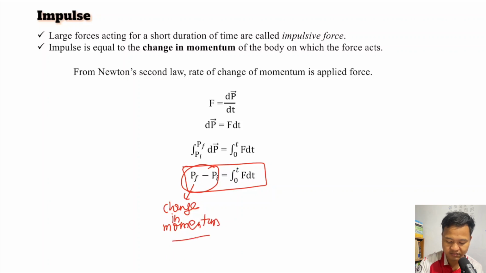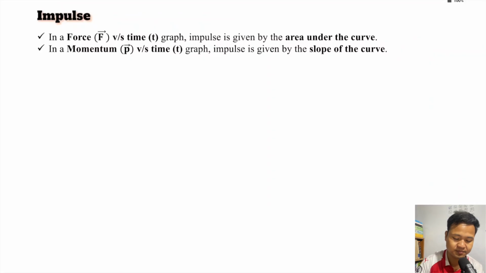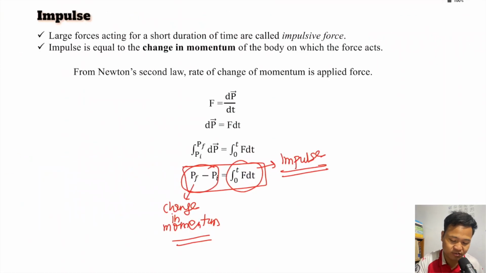Momentum integral f dt is the impulse. You can also calculate impulse by the change in momentum, or by integrating f into dt. Okay, so based on that formula, now let's look at graph questions.